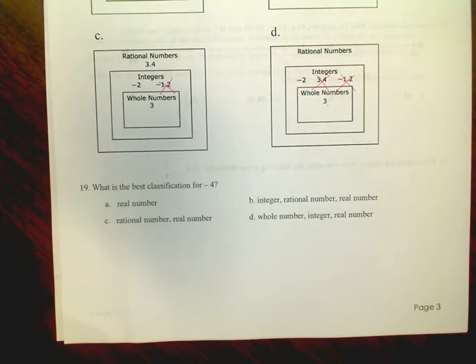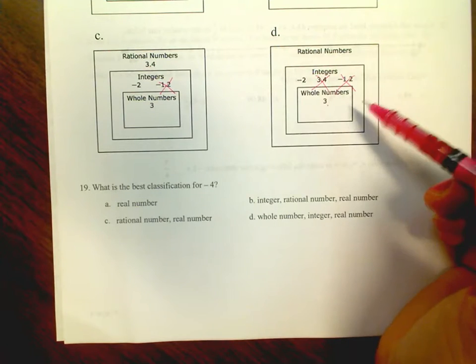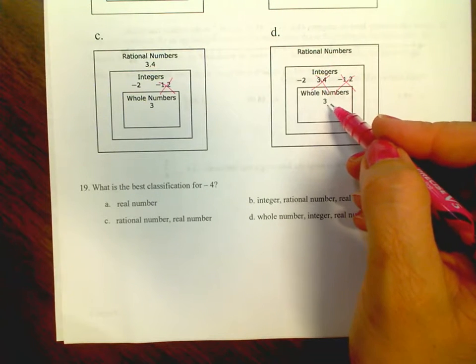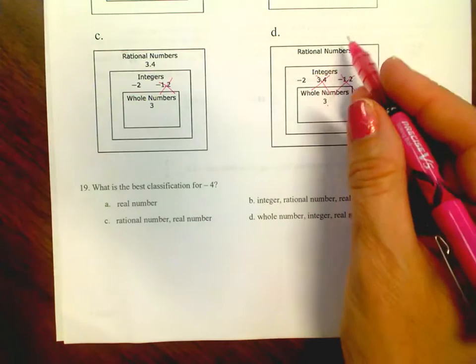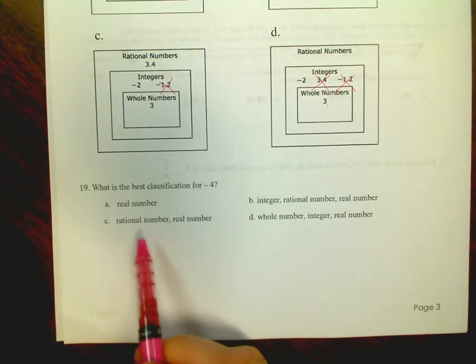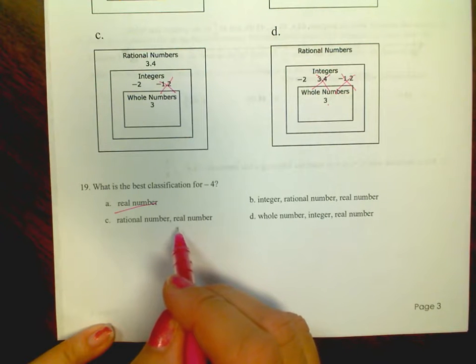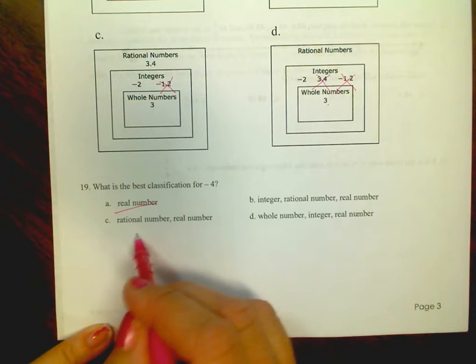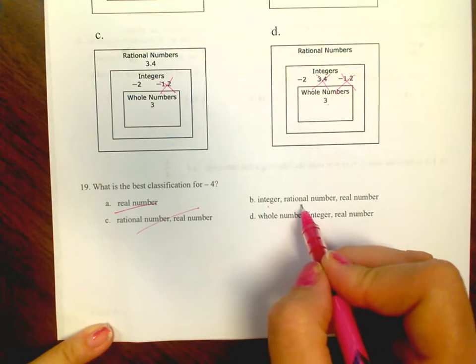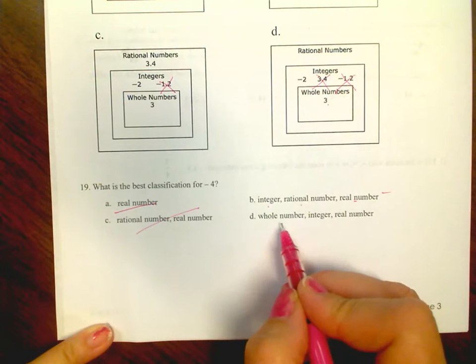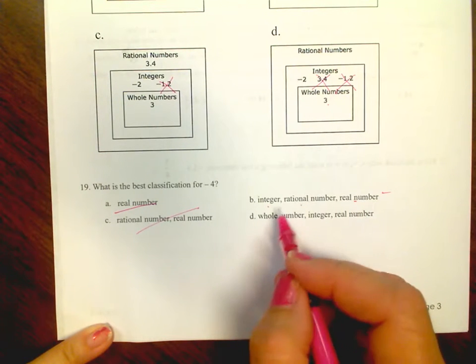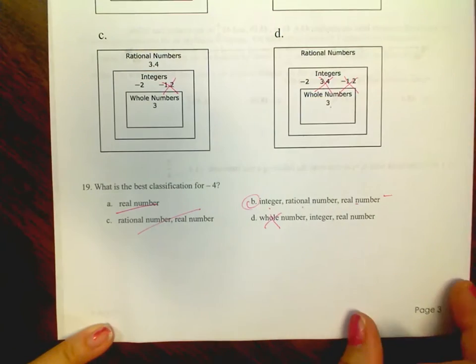Number 19. What is the best classification of a -4? Okay, if I were to go up here and put -4, it cannot be a whole number, but it can be an integer, a rational, and a real number. So real, it's more than real. Irrational and real, okay, but it's also an integer. So integer, rational, real, whole number. -4 cannot be a whole number, so your answer is B.